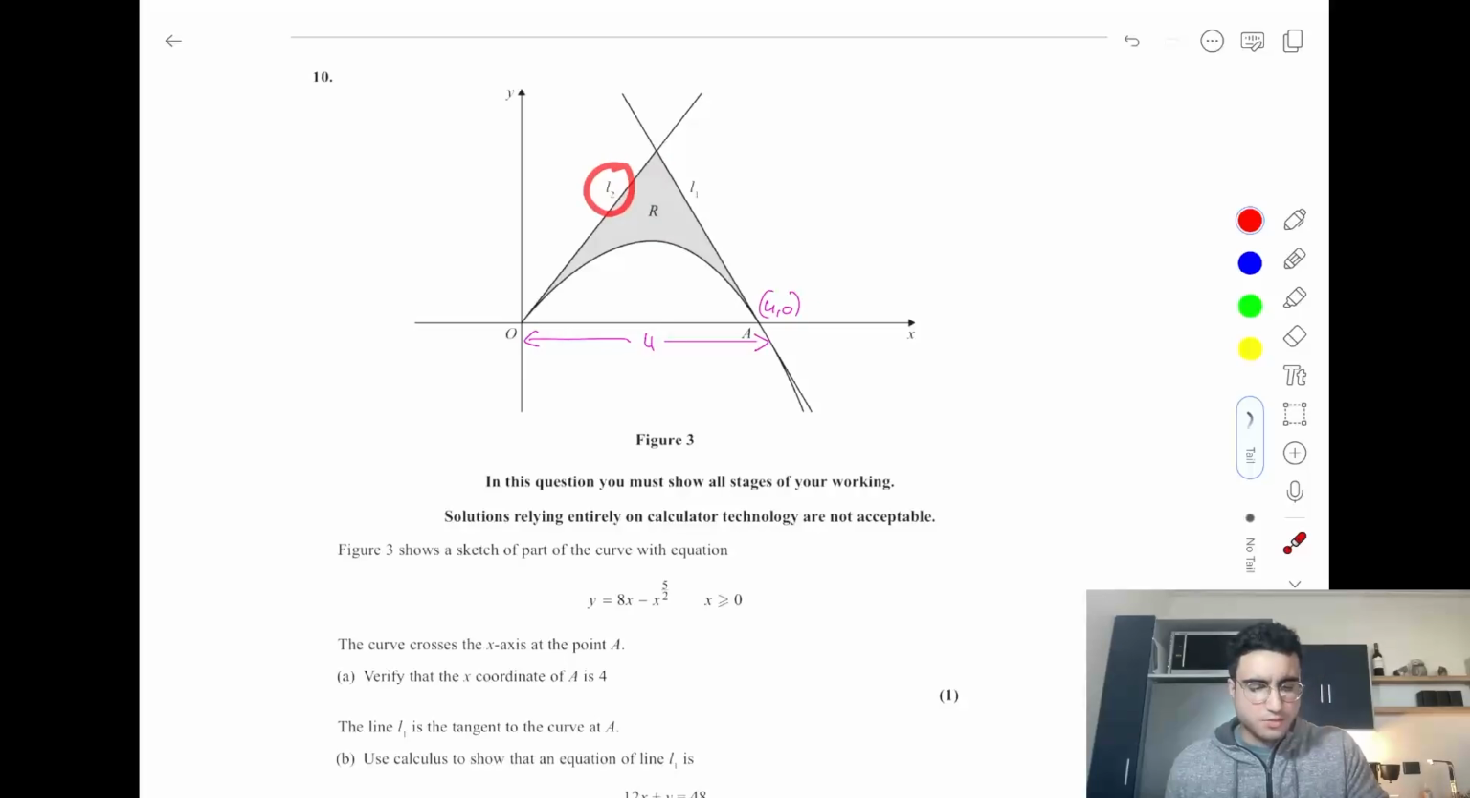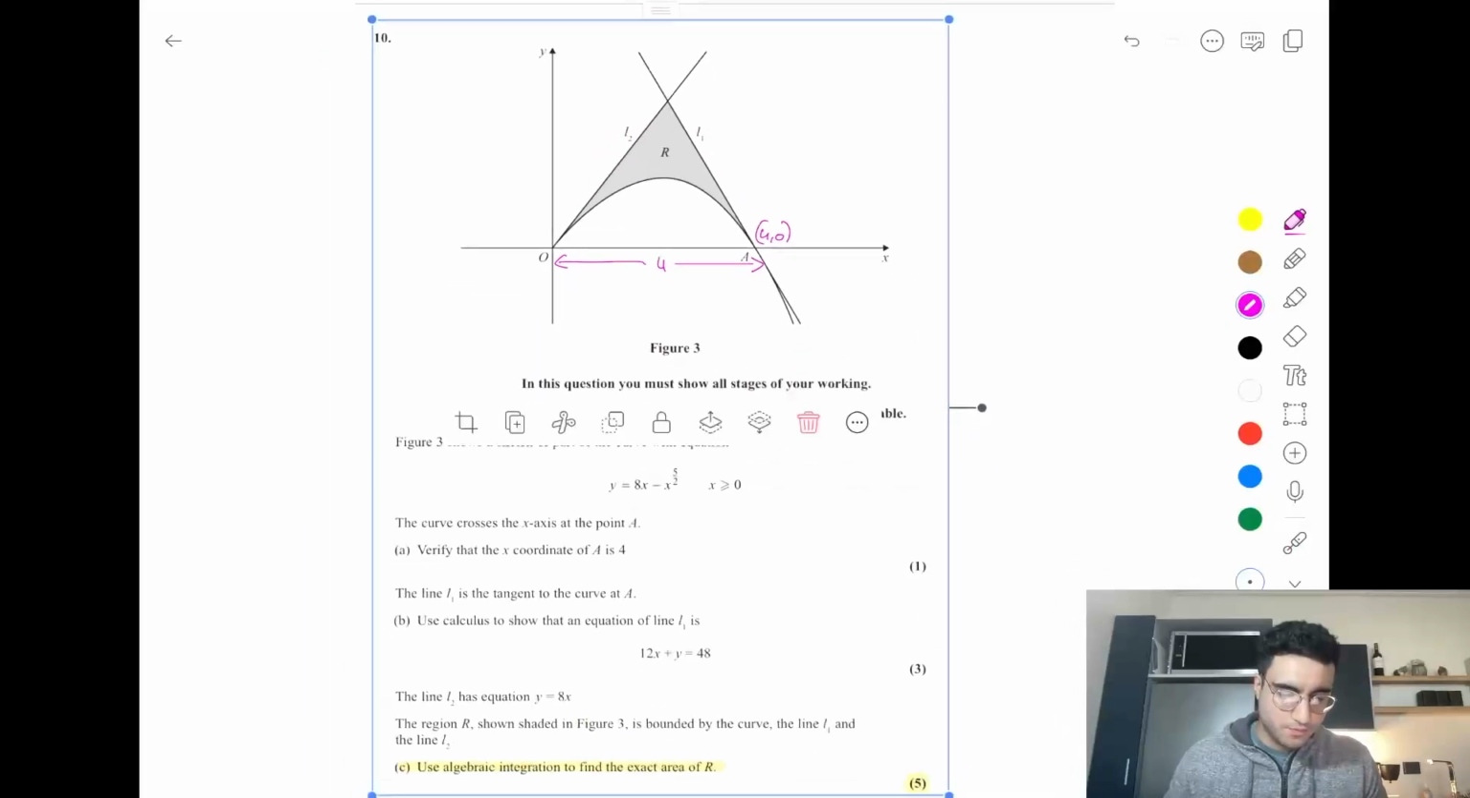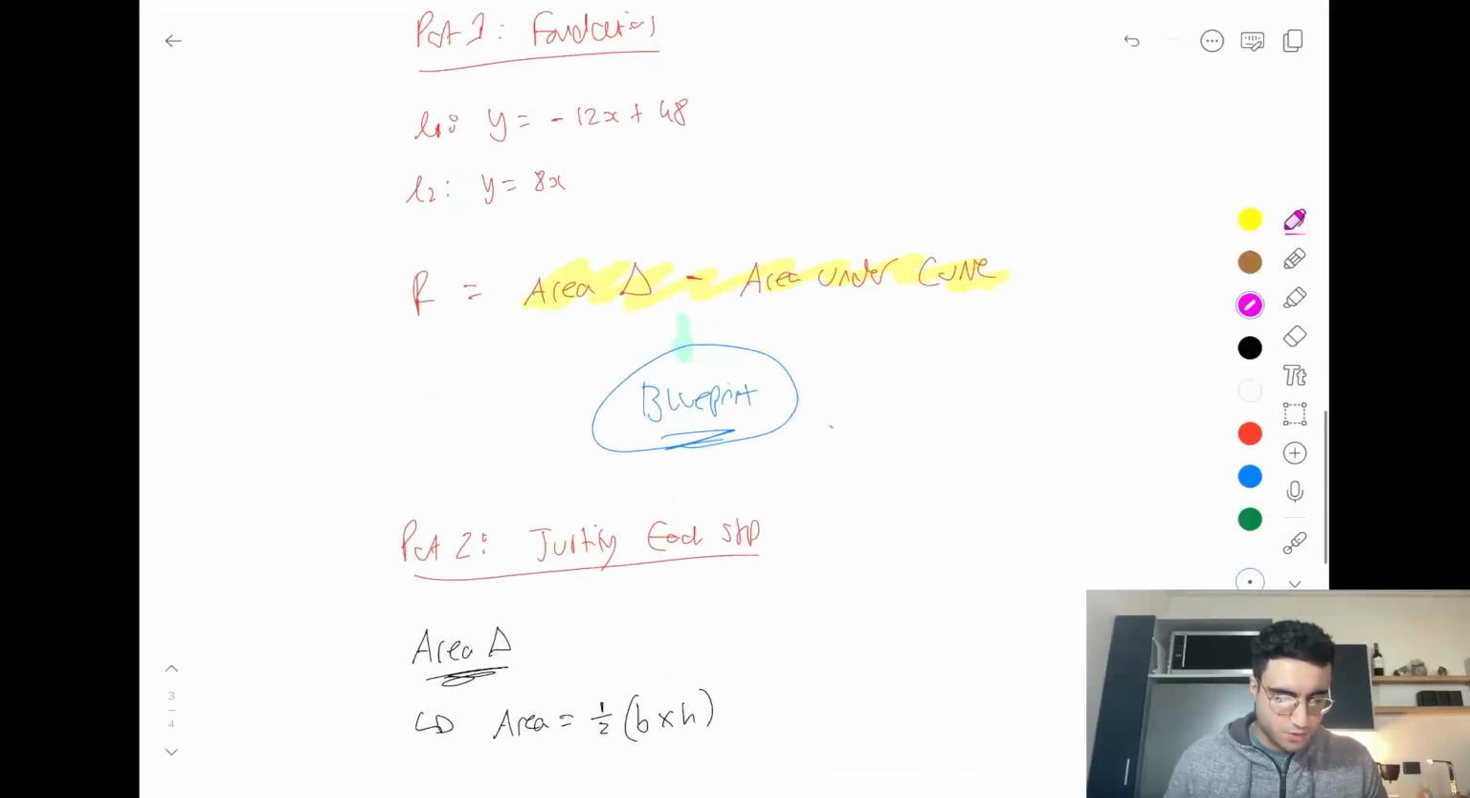Well, we have L2 and we have L1. Can we find the height from these? The answer is yes. We can do that by finding the intersection between L2 and L1. So what does that tell me?